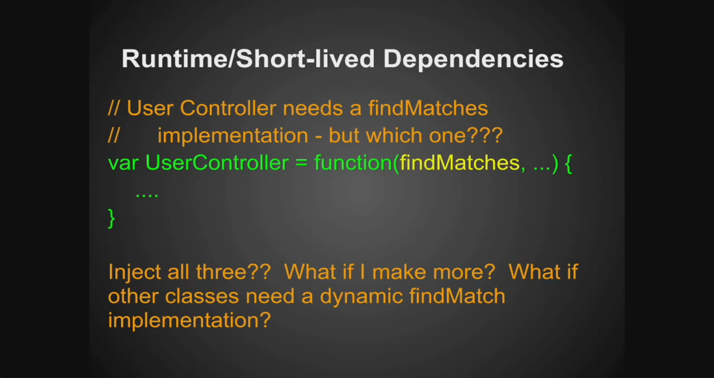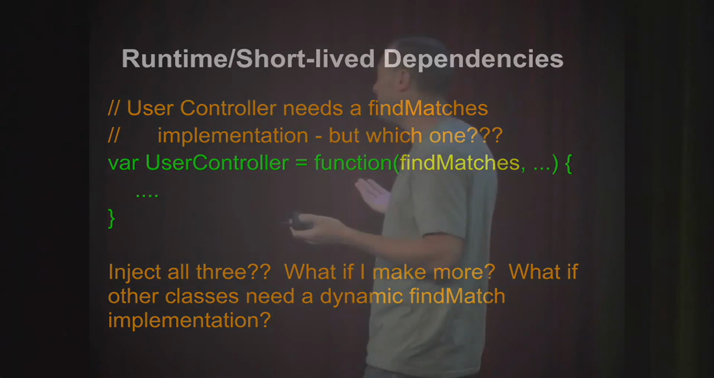So here's the crux of the problem: in my user controller, I don't know what you're going to pick. So I don't know which find match implementation to inject here. So I could inject all three. That's clunky, doesn't smell right. What about if I come up with a fourth one later? Then I gotta make sure to add it there. What if there are other things that need a dynamically injected find matches?